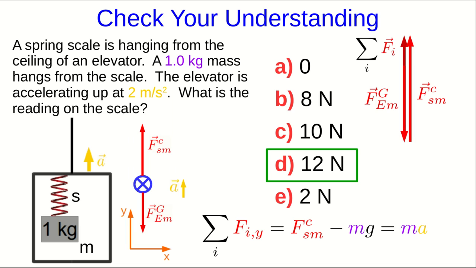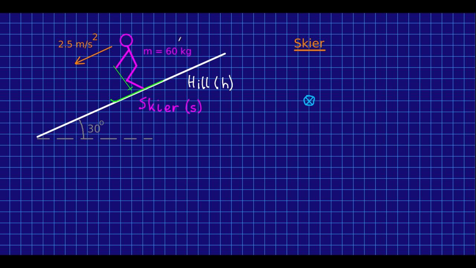But again, it might be nicer to see that graphically. Here's the graphical addition of the force vectors, and when we know that that gravitational force has a size of 10 newtons and ma is 2 newtons, then that shows us that the force by the spring must be 12 newtons. Let's finish up with one more example.